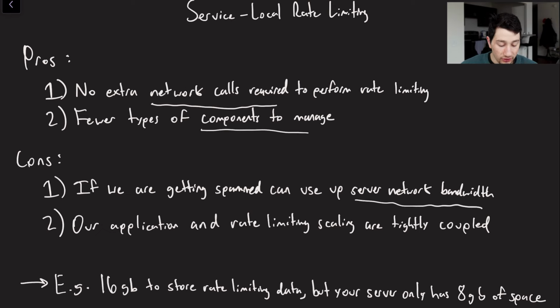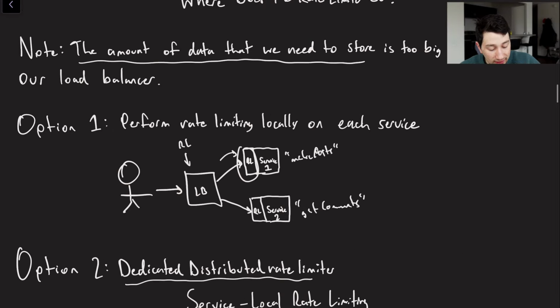So that's one aspect of things, which is that we can use up the server network bandwidth. Another one is basically that our application and the actual rate limiting scaling are tightly coupled. So what I mean by this is, let's say that this amount of storage right here is not enough. So we need more rate limiters, right? I'd now have to create a second replica of service 1, service 1 replica 2, just to store all of the rate limiting information. And to be honest, that might not necessarily be useful, because who knows, we might just not need that much capacity in terms of dealing with all the service 1 requests.